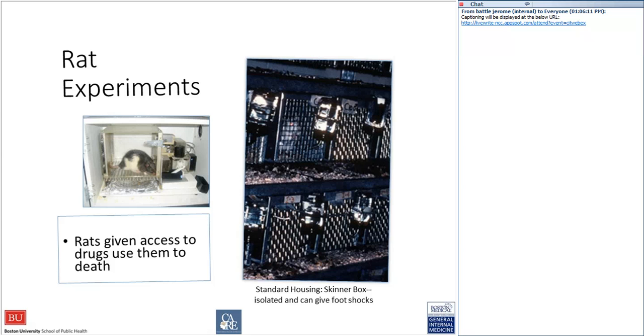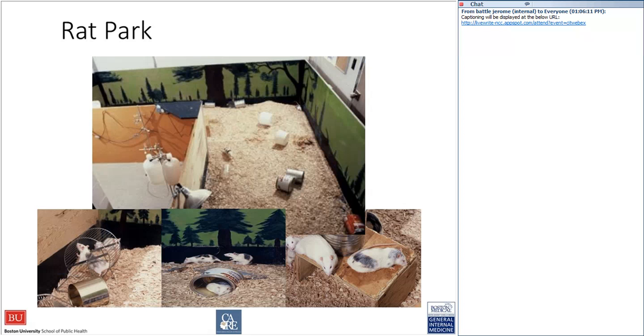But one thing that I want to point out on this slide before we move to the next one is where experimental rats live. And they live in what don't look like particularly pleasant circumstances. This is a standard housing, a Skinner box. They're isolated, they're alone in that box. And sometimes for experiments they get foot shocks through the floors there, and there are these metal cages, not particularly pleasant.